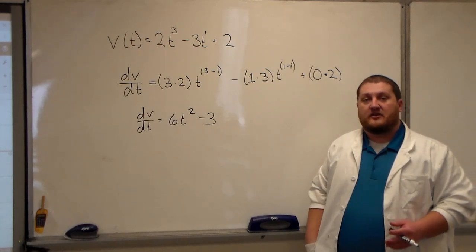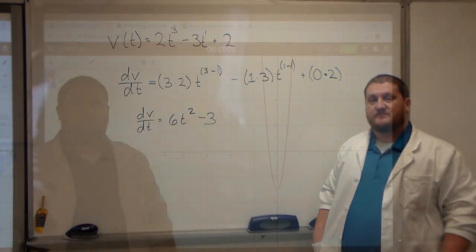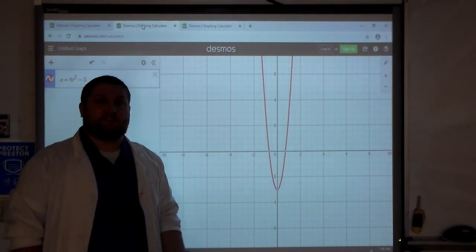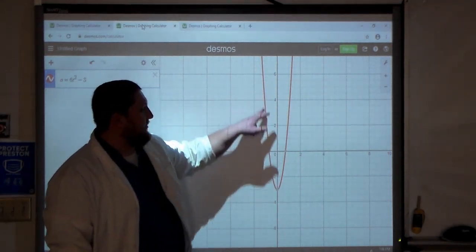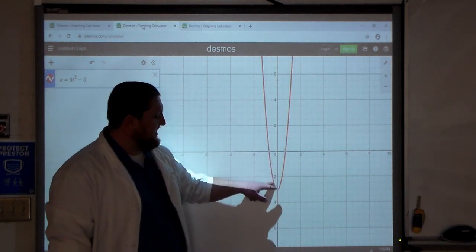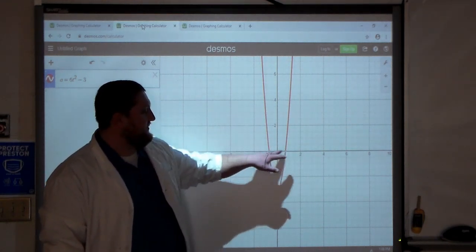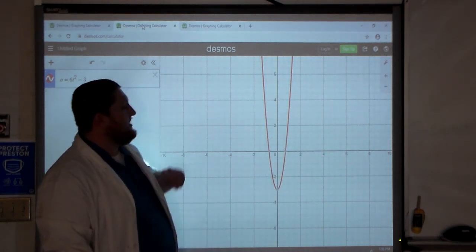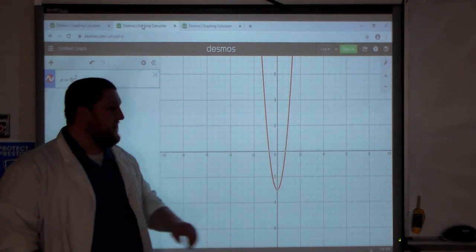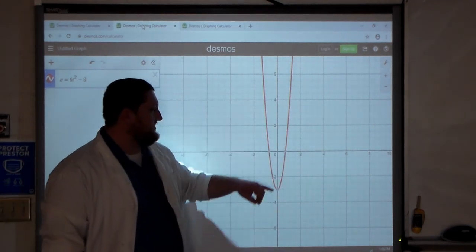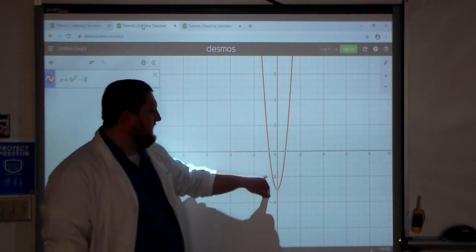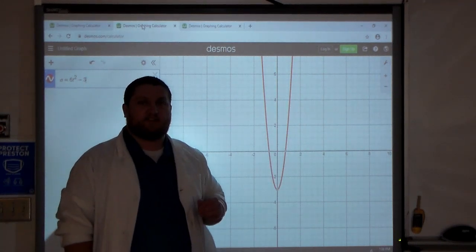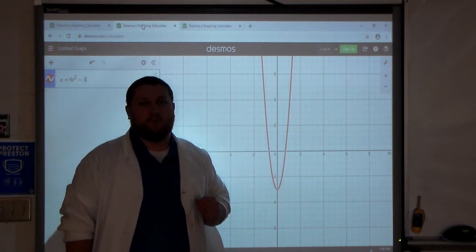Let's take a second and look at the graph of that equation. We've taken the derivative, we got 6t squared minus 3. You'll see that the slope is positive here, the slope becomes negative, and the slope is 0 in these two places. Let's compare this to the original graph. So I have a segment where the slope is negative and 2 segments where the slope is positive, and 2 places where the slope is 0.